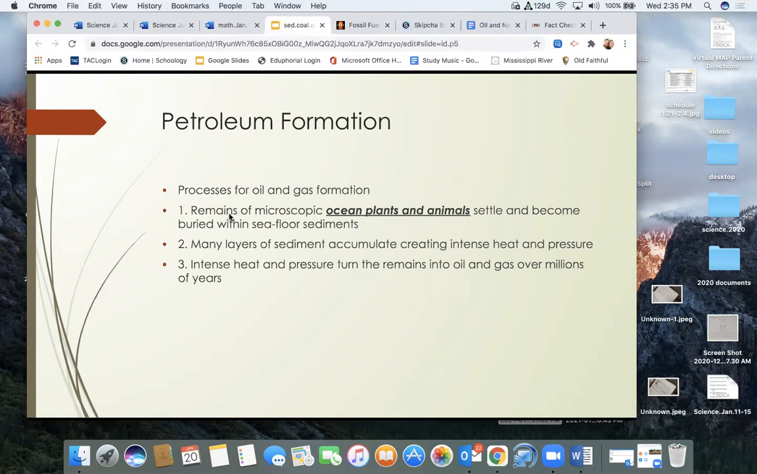What this is, it's from the remains of microscopic ocean plants and animals. Okay, so it comes from the ocean, plants and animals. And they settle and become buried within seafloor sediments. So sedimentary rock forms over them. So they're sealed, just like in the coal process. They're sealed over by sediment and more sediment and more sediment until sedimentary rock forms on top of them, sealing them up, not allowing bacteria to get to them and things that would normally help in the decaying process.